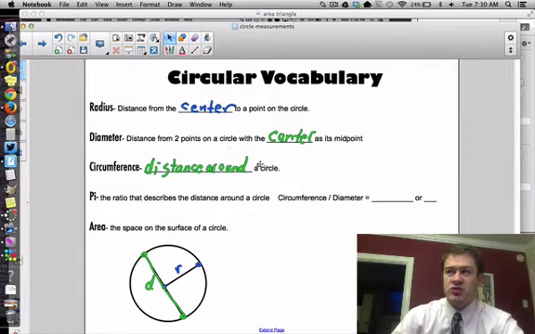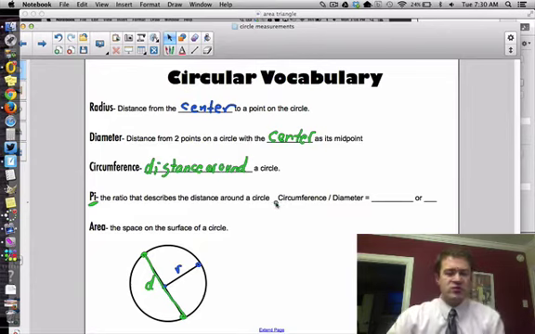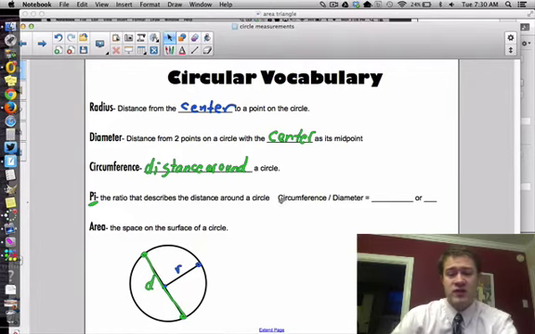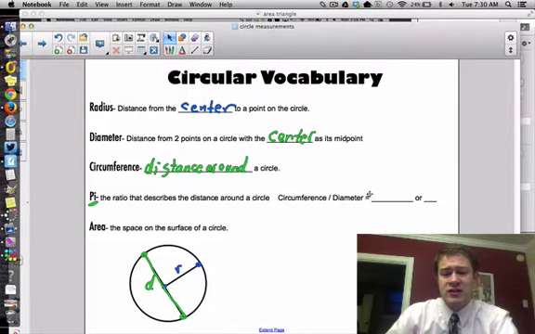And then a special number that the ancient Greeks termed pi is what we're going to be talking about as well. This is a ratio that describes the distance around the circle. We use this term because it's the special number they found: the circumference is just a little bit over 3 times the length of the diameter, and technically that number is 3.14.